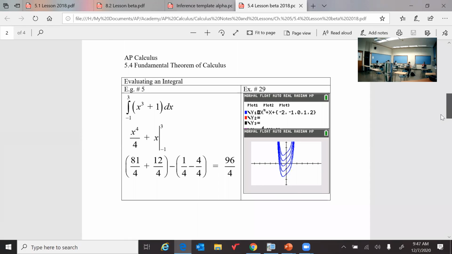So here's example 5, page 300. Evaluate this using an antiderivative. So we're going to do the power rule in reverse. So you think of this, x cubed plus 1, as the derivative. And we want to take the area under the derivative by anti-differentiating. We want to add up all those little rectangles that are x cubed plus 1 high and dx wide.